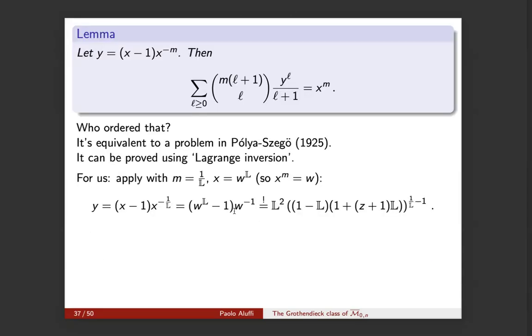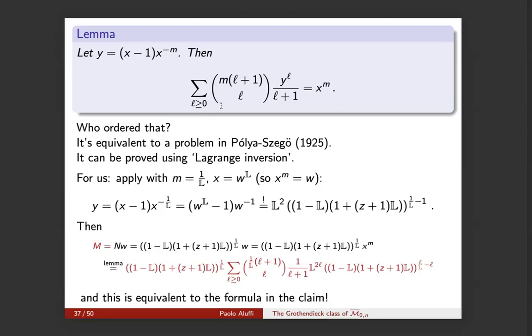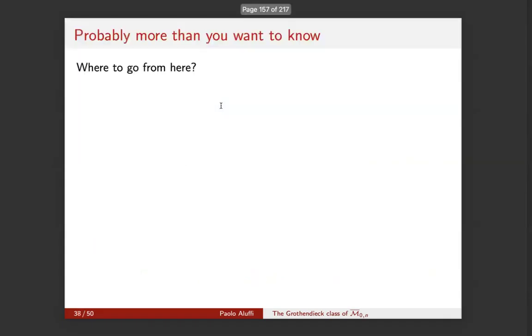Okay, so at this point I have this. It's in the form of the lemma at the top of the page, and therefore I can write a series for it. And this is equivalent to the formula in the claim. So there you go. This is what one might have done, and if one were proficient with these combinatorial formulas and this Lagrange inversion or whatever, this would probably be a very natural thing to do, and starting from the functional equation you would get the formula that then implies everything else.